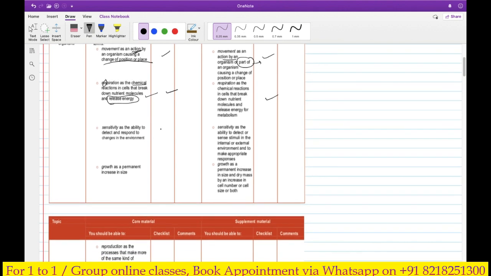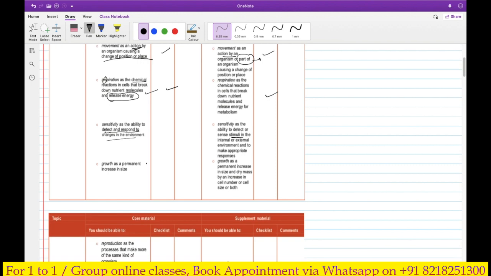Sensitivity, I told you that there are two things, stimulus and response. Stimulus is whatever is happening around you, and response is how you're reacting to that. So sensitivity is the ability to detect and respond to the change. Over here they have specially mentioned the terms stimuli and stimulus. Even for the course students, you have to learn the term stimuli when studying the chapter of control and coordination. Sensitivity is the ability to detect the stimuli and make appropriate responses.